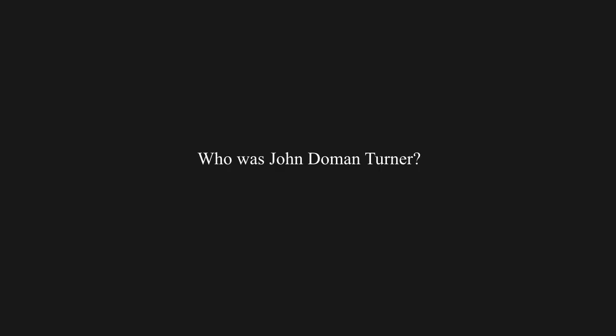So, who was John Doman Turner? John Doman Turner was born on the 25th of October 1871 in Brixton, London. He was the second son of Edmund Turner and his wife Sarah Ann Staff, who were from Norwich, and he was baptised at St Luke's in Peckham. What's interesting from the research is that previously it was believed Turner was born in 1873, and we've now got the birth certificate to prove this is the day he was born.